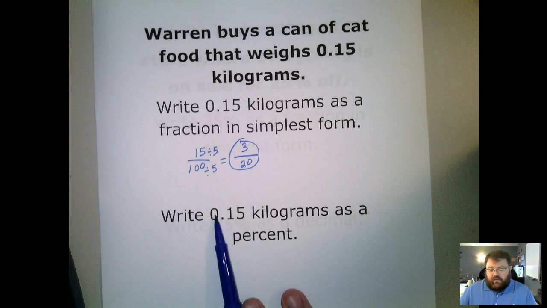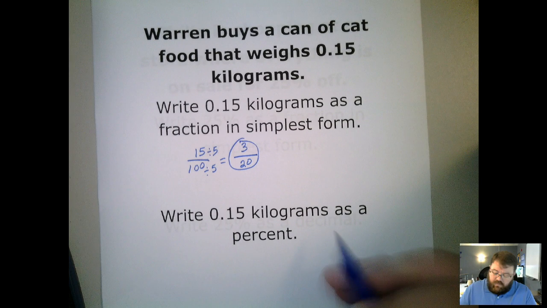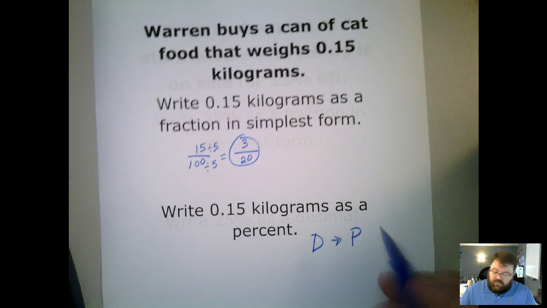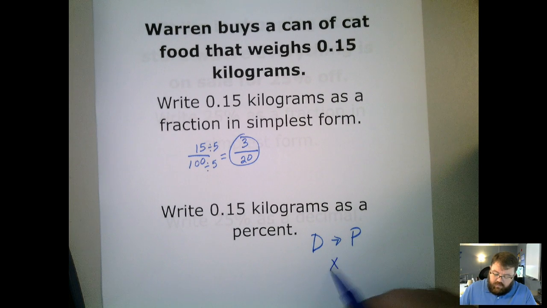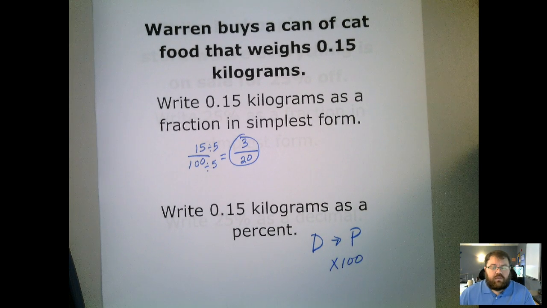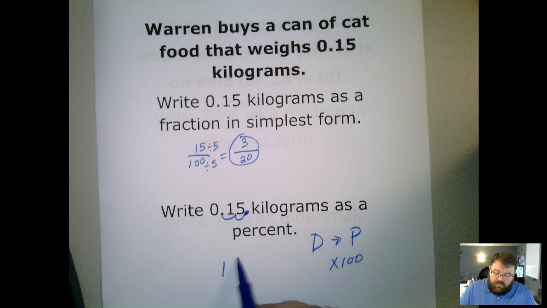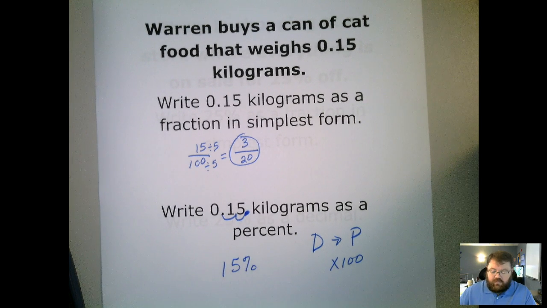Next, write 15 hundredths kilograms as a percent. Well, it's decimal to percent. So you need to think of, you are going to multiply by 100. When you multiply by 100, what you are doing is you're moving the decimal 1, 2 places to the right, so it's 15%. Okay?